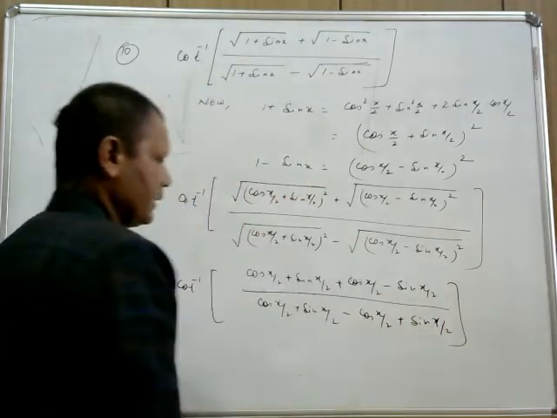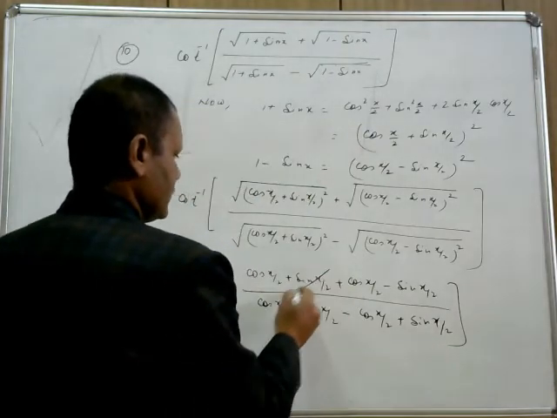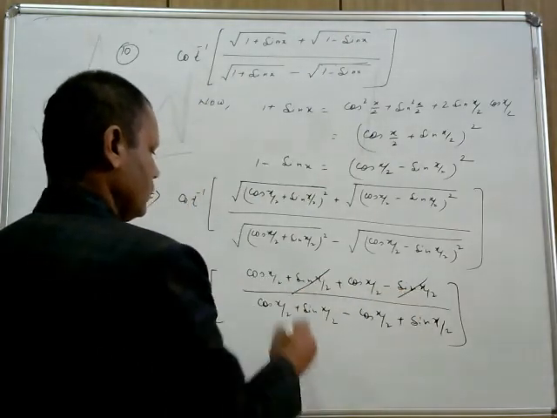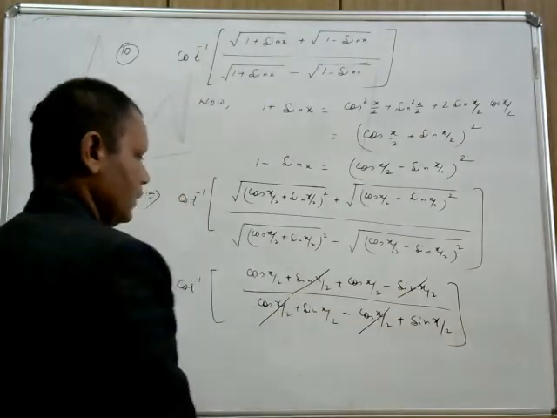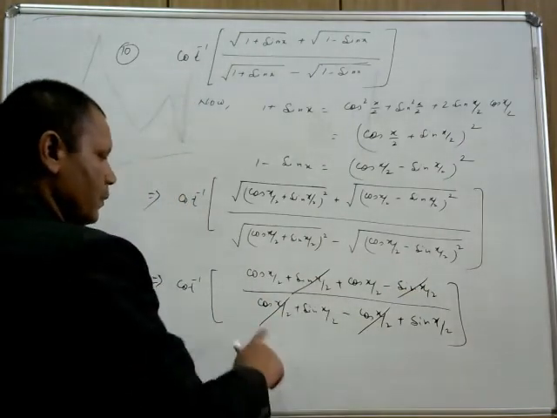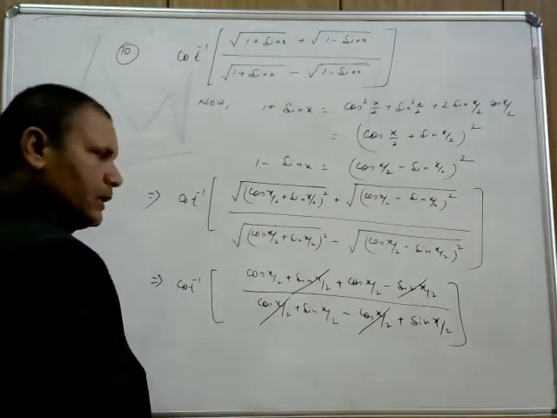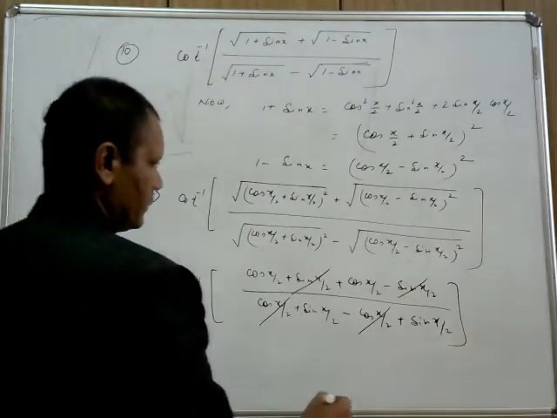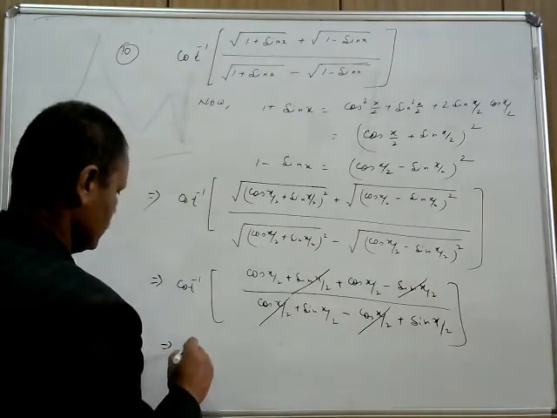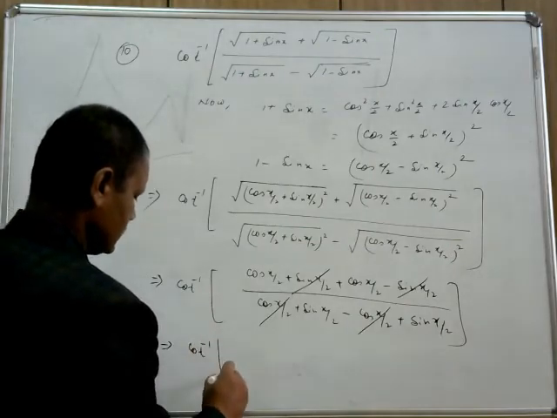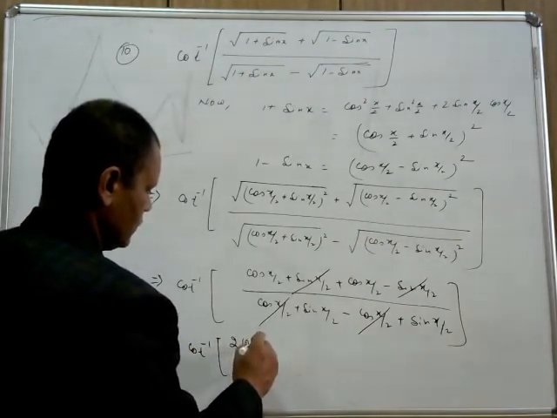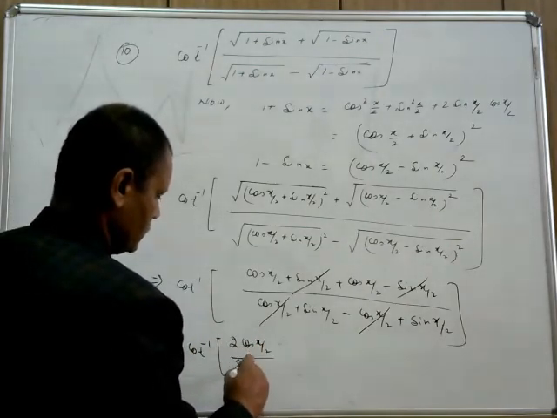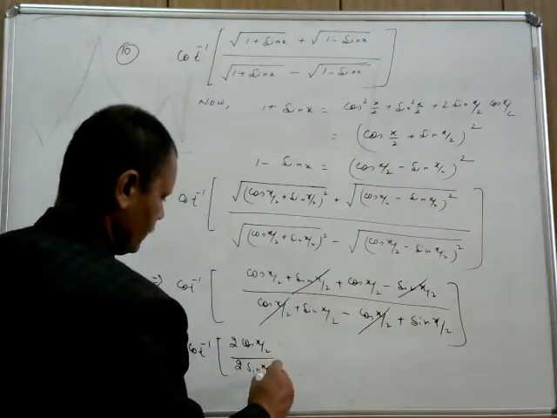Now do you find anything cancelled? Yes. Here sin x by 2 is cancelled. Here cos x by 2 is cancelled. Now 2 cos x by 2 upon 2 sin x by 2. 2 and 2 will be cancelled. Therefore we will get here, this is equal to cot inverse 2 cos x by 2 upon 2 sin x by 2.